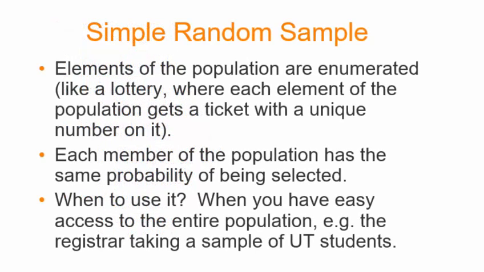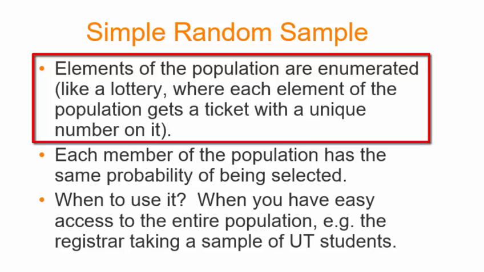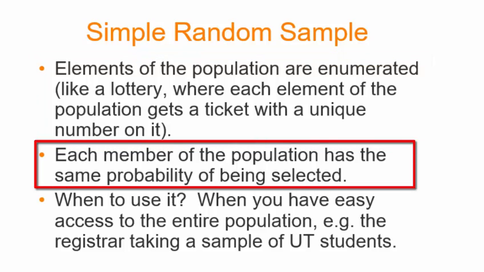For this right here, we need to make sure we enumerate the whole population and everything in the population has an equal and likely chance to be selected. So that's two parts right there. Part one, enumerate the whole population. Part two, everything has an equal and likely chance to be selected.